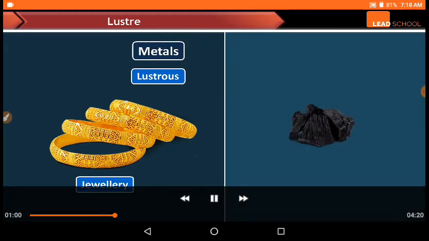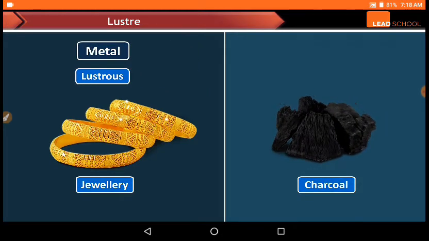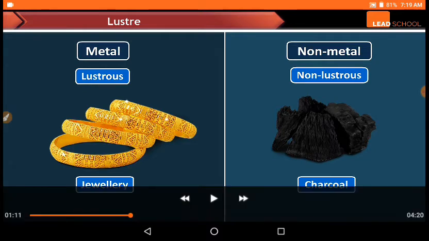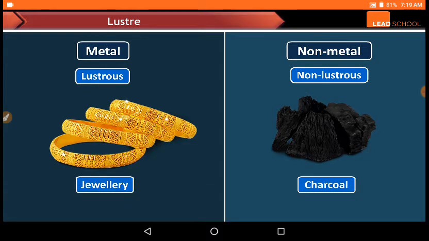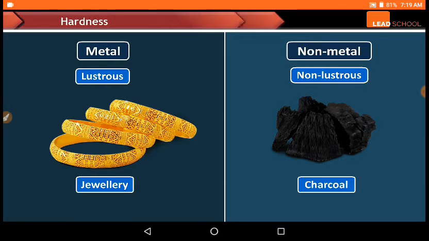Now, do you find the same shine on a piece of charcoal? No, this is because charcoal is a non-metal. Non-metals are not lustrous. So here you can compare metals and non-metals as lustrous and non-lustrous. A non-lustrous object will be a non-metal, and a lustrous, shining object will be a metal. We can say that metals are lustrous and non-metals are not.